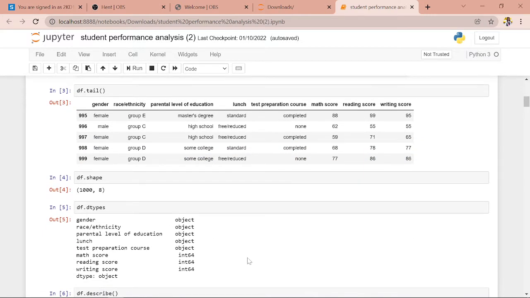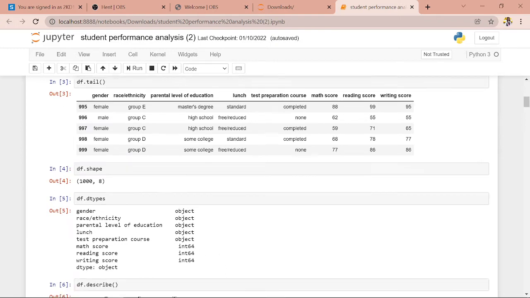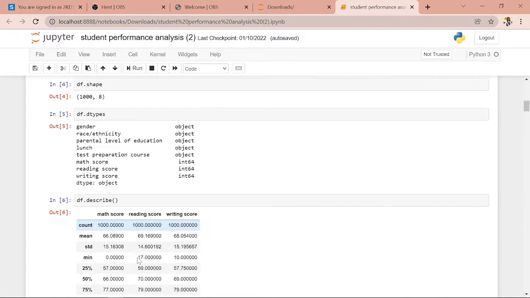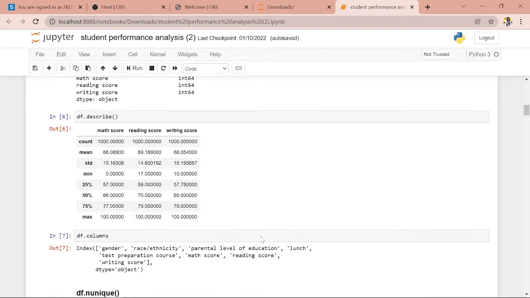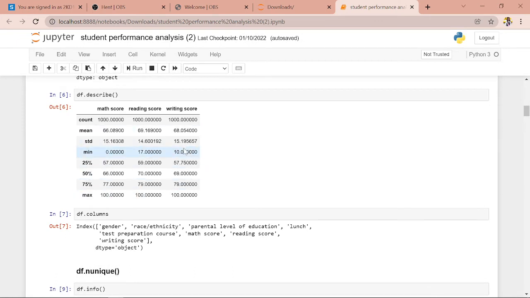And df.dtypes, I already told what the objectives of my project are. In that I already explained my objectives. Data types, here for example gender, race, parental education, lunch, etc. And df.describe, here math score, reading score, writing score, count, mean, standard deviation, min, 25%, 50%, 75%, maximum student grade. These are all some description or describe features of student.